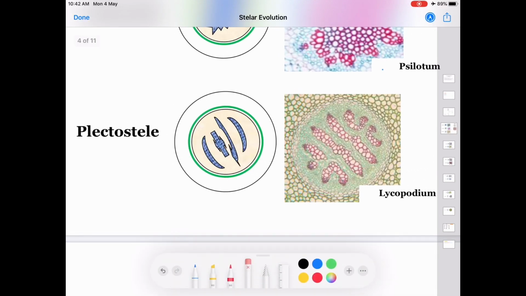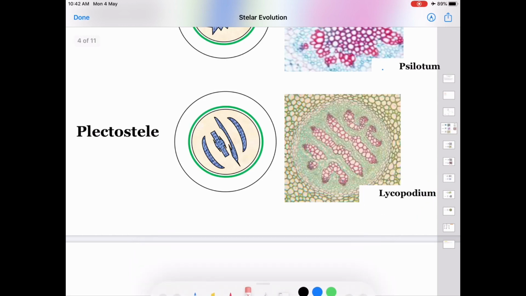Then comes the plectostele. Here, the xylem is arranged in the form of different parallelly arranged plates, and is surrounded by the phloem. Here also, the xylem is arranged in the form of different plates, and this type of stele is known as the plectostele. The plectostele is also commonly seen in Lycopodium.